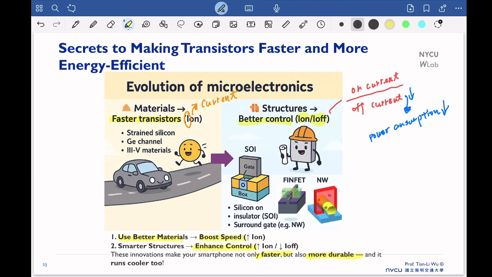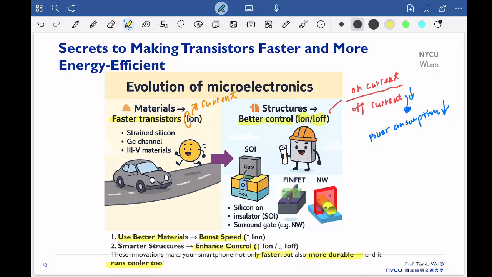And also, it's cooler, because this current is in the end also related to the thermal. If you want to reduce this thermal issue, then you have to make the off current smaller as well. So that's the idea behind it. That's why we have to have different innovations.